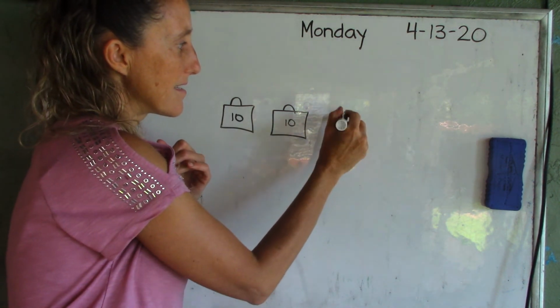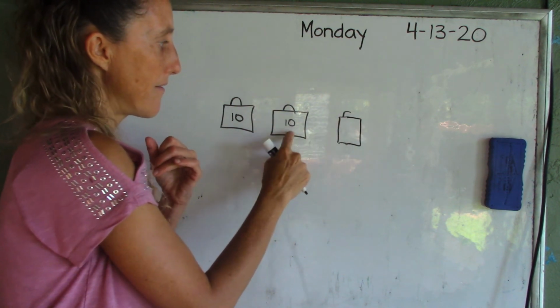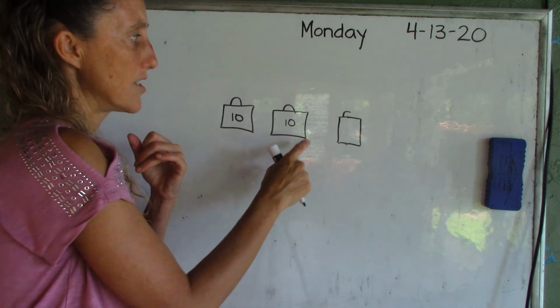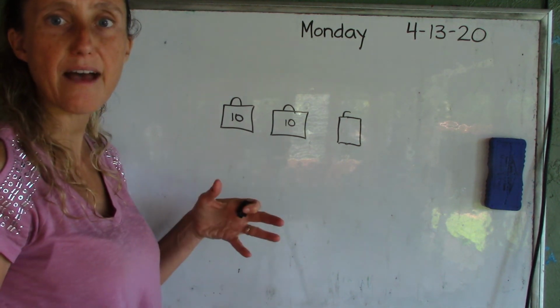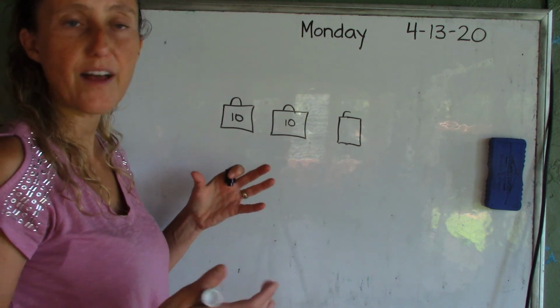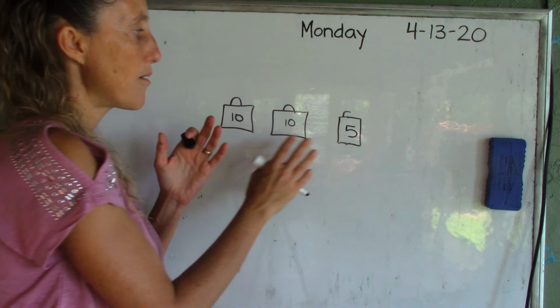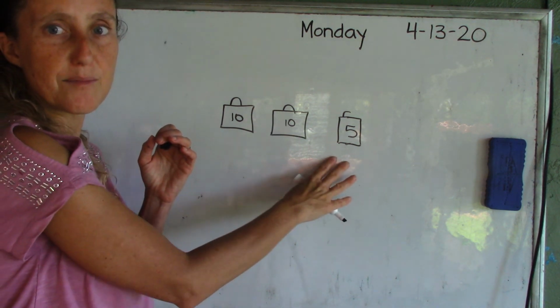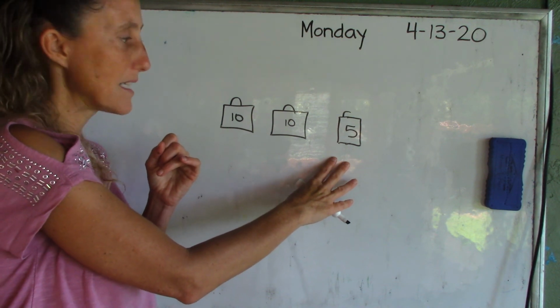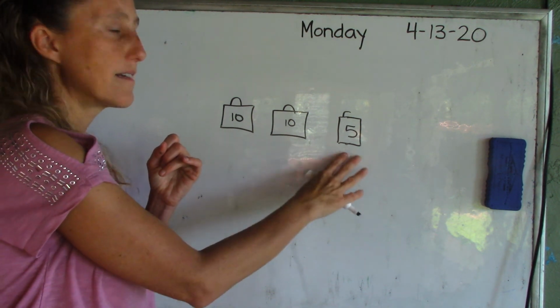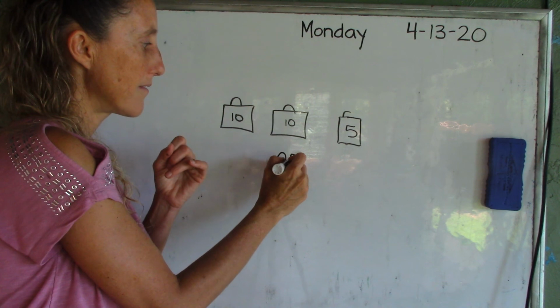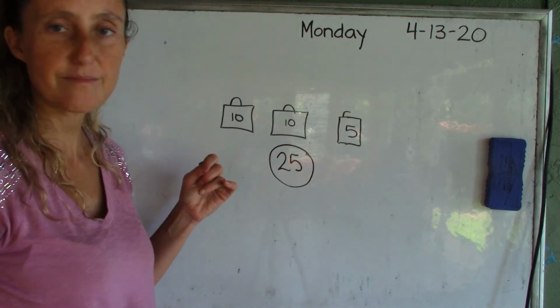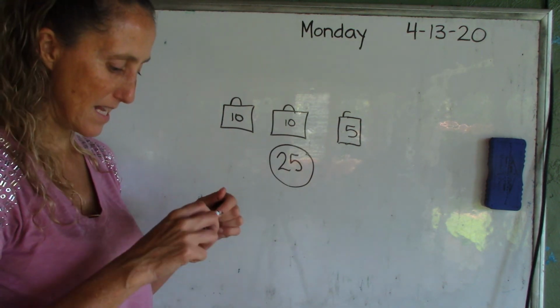I made it a little less than half, but this is supposed to be half of a suitcase. If it's just half of a suitcase, what's half of 10? 5, right? So how many papers would he have if he has 10 plus 10 plus 5? Let's count. 10, 20, 25. He would have 25 papers. Very good. All right.